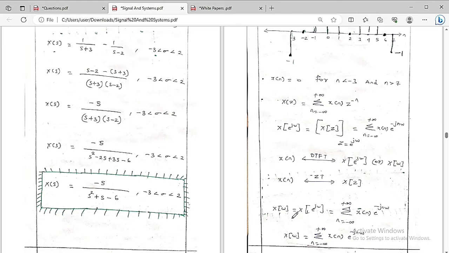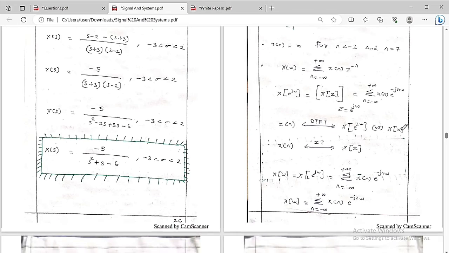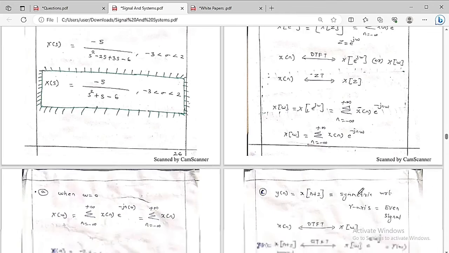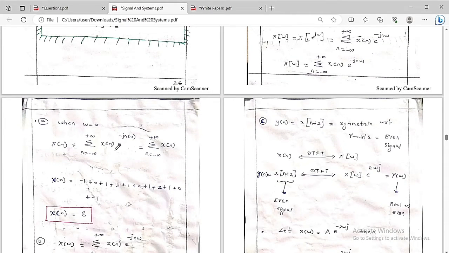So now, what I am going to do? I can write either X of omega or X of e to the power of j omega. Everything is the same, which is equal to sigma n equals minus infinity to plus infinity x of n into e to the power of minus j n omega. Already we have proved this one. I am removing the other notation because in the exam, in the question they have used only this notation, so I will use only this one: X of omega equals sigma n equals minus infinity to plus infinity x of n into e to the power of minus j n omega.